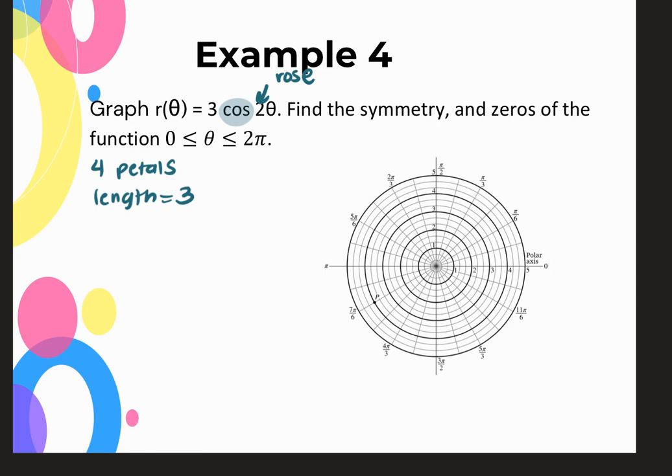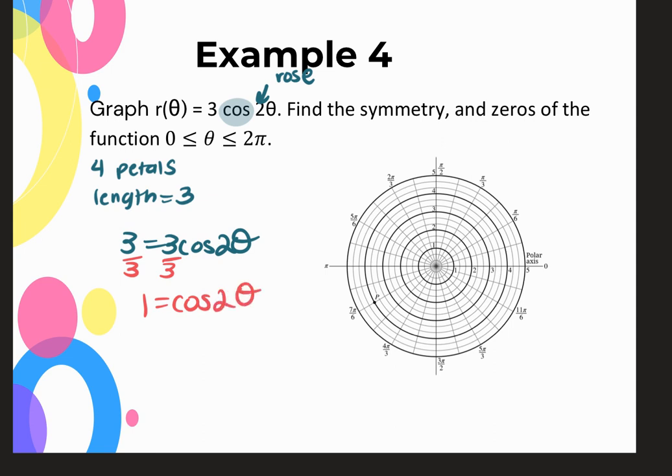So I am just looking for one place where my R is what? How do I know I found a petal? What would my R be? What's the length of the petal? 3. All I need is one petal. So I could literally say 3 equals 3 cosine 2 theta. I'm going to find where my R is 3. Then I'm going to divide everything by 3. 1 equals cosine 2 theta.